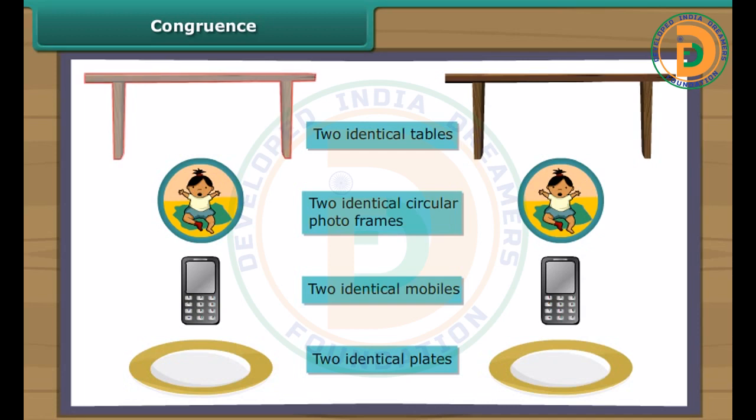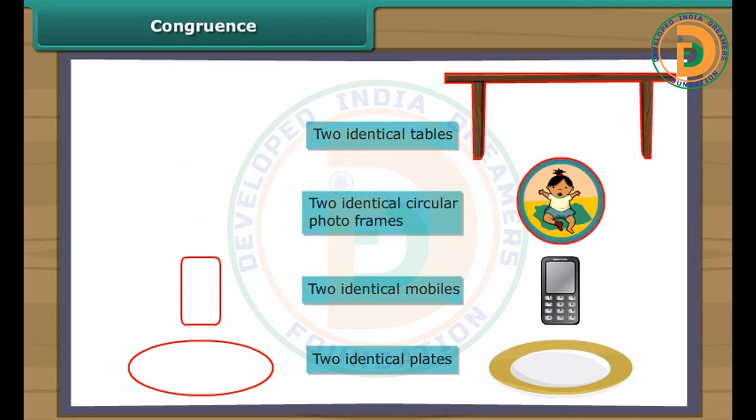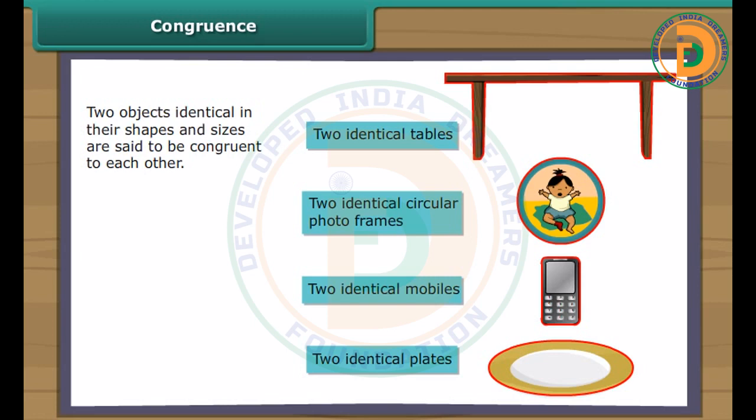First, we draw their outlines and then remove the objects. Next, we slide the outlines of each pair of identical objects one over the other. What do we observe? The outline at the bottom is invisible. It merges with the outline on the top exactly. Two objects identical in their shapes and sizes are said to be congruent to each other. Exact correspondence of two objects in shape and size is called congruence.